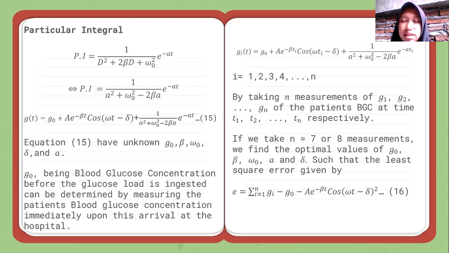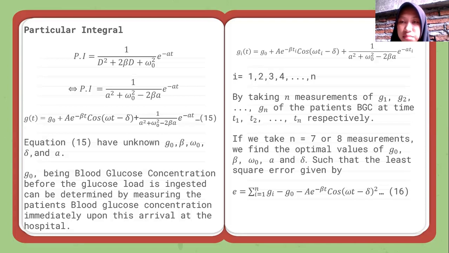And then G(t) equal to G0 plus A exponential minus beta t_i cos(omega t_i minus delta) plus 1 over (alpha squared plus omega 0 squared minus 2 beta alpha) exponential minus alpha t_i, with i equal to 1, 2, 3, 4 until n.